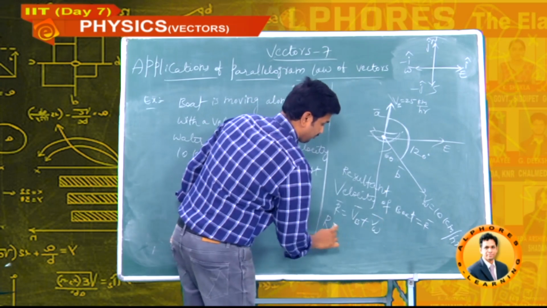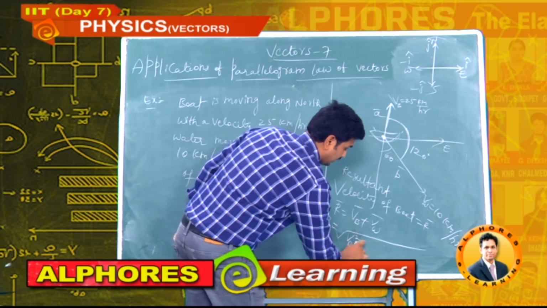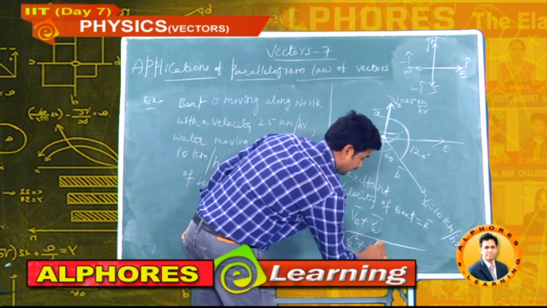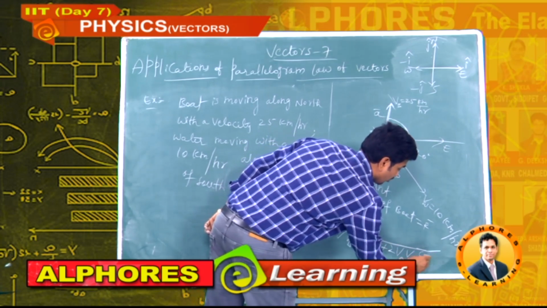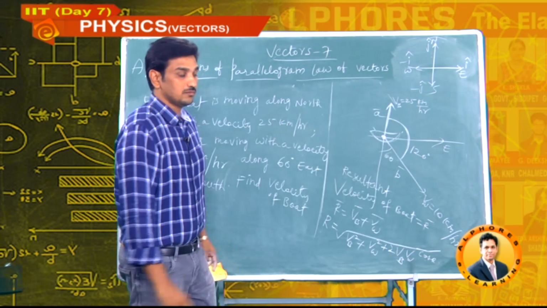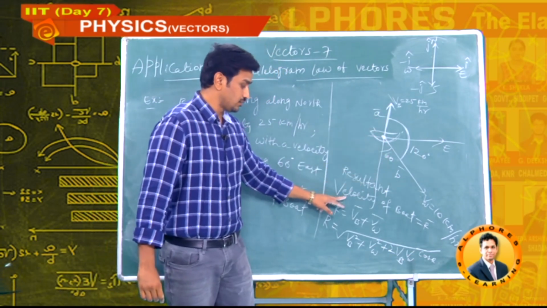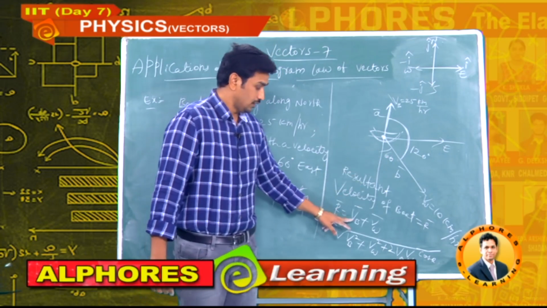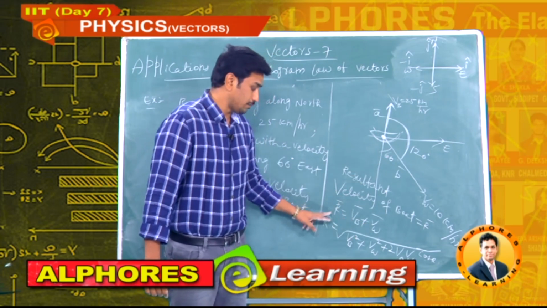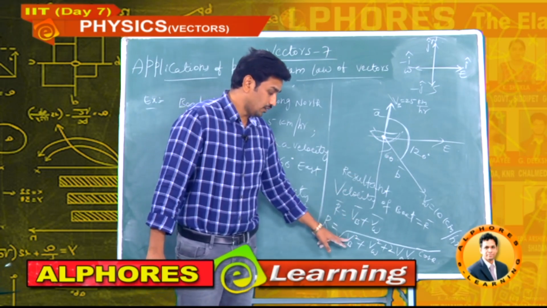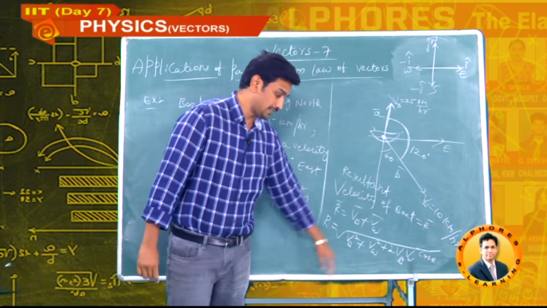What is the magnitude of the resultant velocity of the boat? Under root VB square plus VW square plus 2 VB VW cos theta. Two vectors, angle 120. The resultant velocity of the boat is R bar, that is VB bar plus VW bar according to the parallelogram law of vectors. What is the magnitude of the resultant? Under root of VB square plus VW square plus 2 VB VW cos theta.